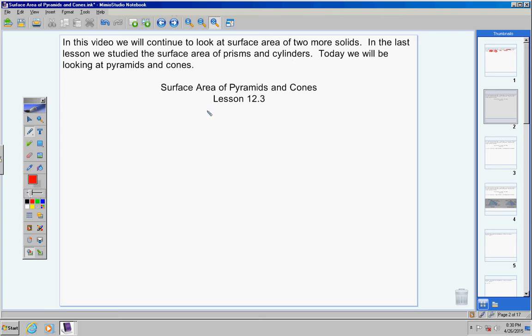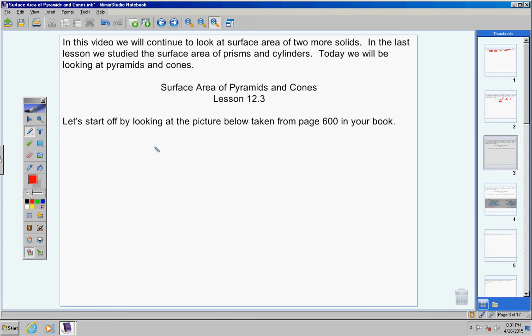Alright, moving on. Now, your heading for today is surface area of pyramids and cones. Please copy that in your notes. The lesson number is 12.3. And like I say just about every day, I encourage you to put today's date because that will keep your notes organized, okay? So please copy all of this into your notes. Surface area of pyramids and cones. So obviously, how many formulas do you think we'll be looking at today? Two formulas.